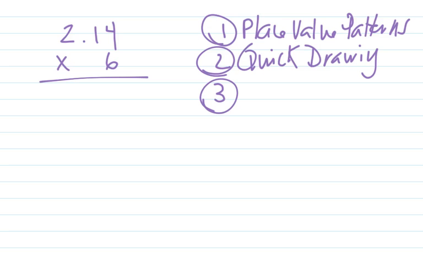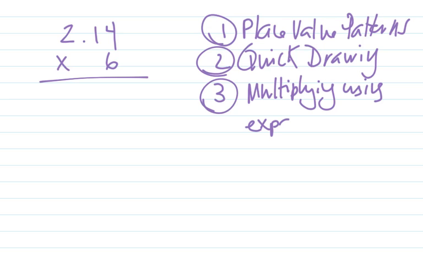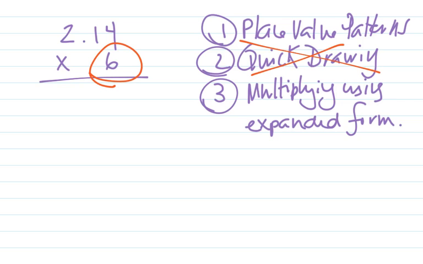Multiply and use expanded form. So I'm going to say multiply using expanded form. So I'm going to say that you can use any strategy that you would like. Obviously, quick drawing is going to be out if this grouping number is very large. If it's past 9, I wouldn't use quick drawing. So what I'm going to do is, because we've already done quick drawing, I'm going to use place value patterns.